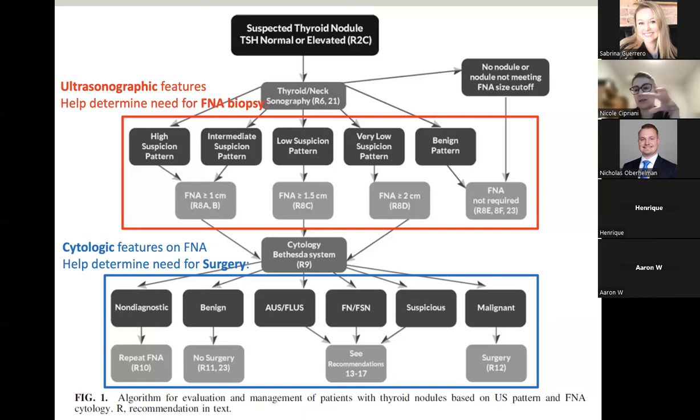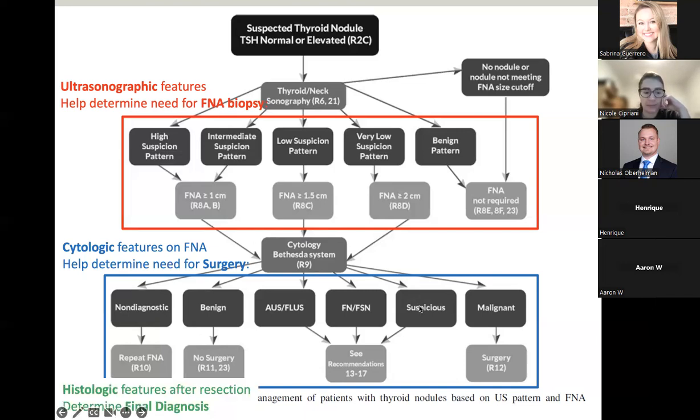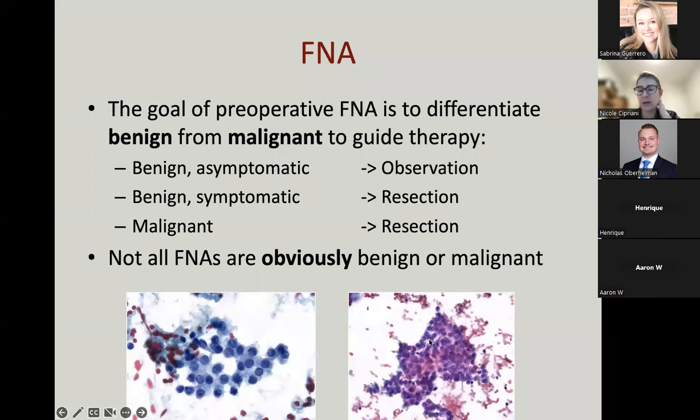And then there's this intermediate or suspicious category where the pathologist can't tell if it's benign or malignant. And so a diagnostic lobectomy may be needed. And then finally, the gold standard diagnosis is certainly histologic examination following resection for those indeterminate or malignant nodules.